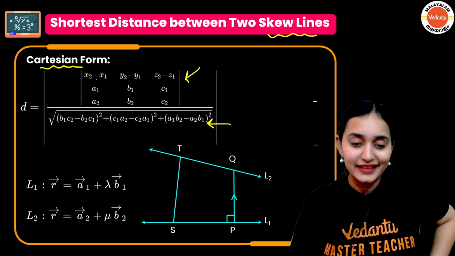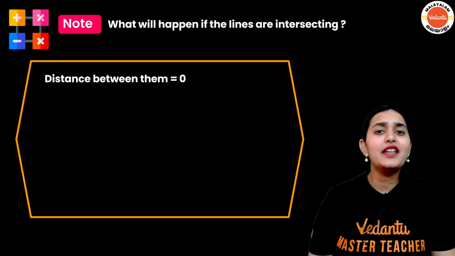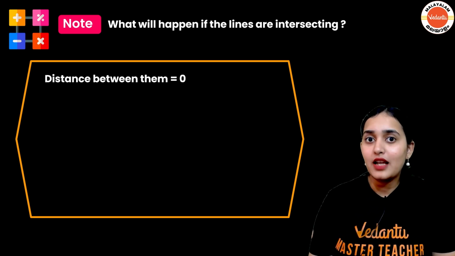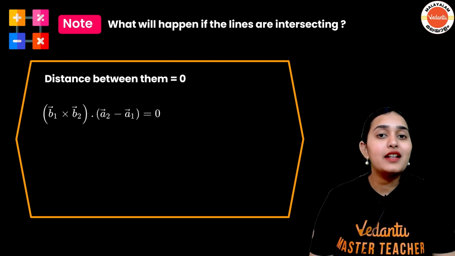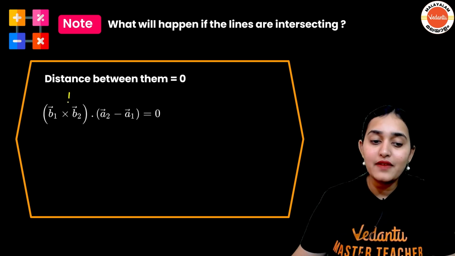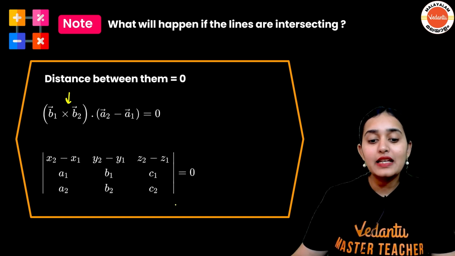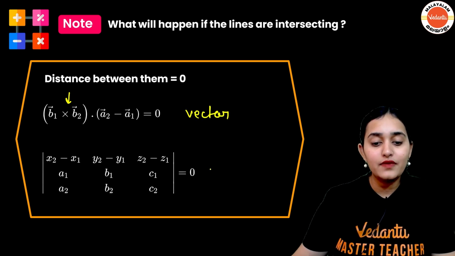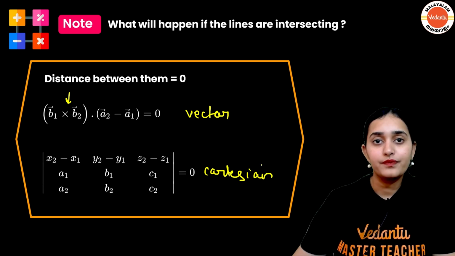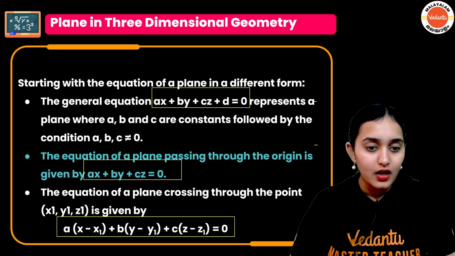It's very lengthy. Okay. Next is, what will happen if the lines are intersecting? Just now we have seen that the distance between them will be 0. So if the distance is 0, this implies that b1 cross b2 dot a2 minus a1 will be 0 and this numerator will be 0. So in the vector form, this will happen. In the Cartesian form, the numerator will be 0. Okay, if they are intersecting, right?